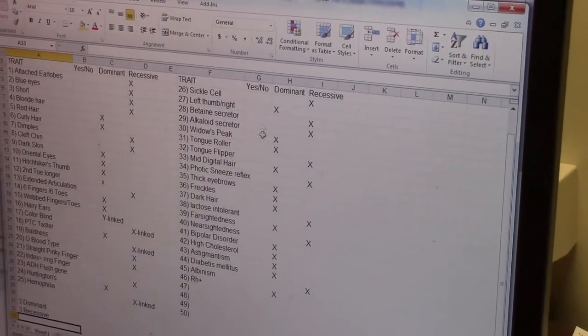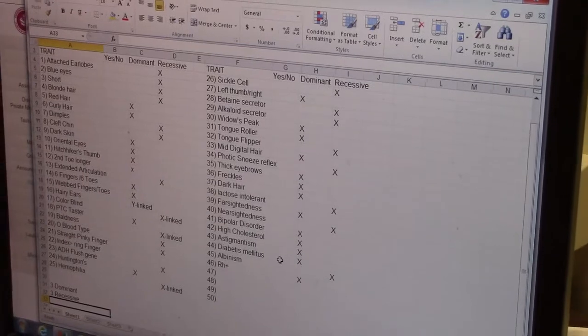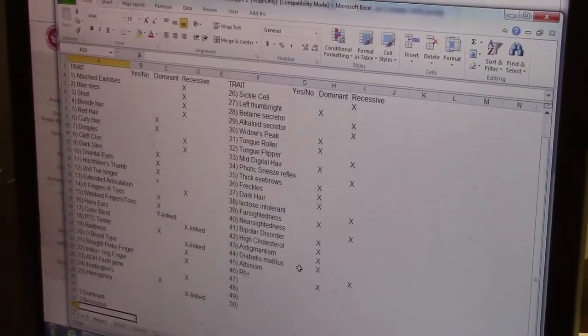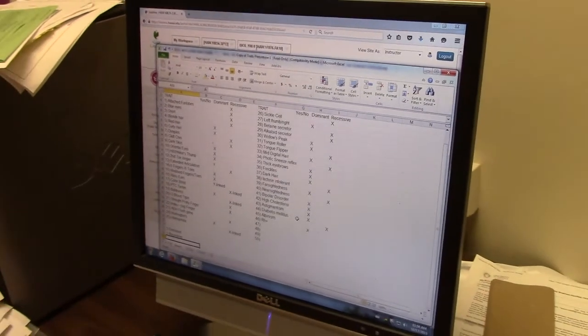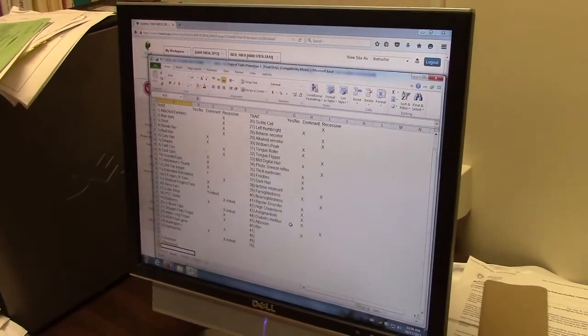Once you fill in your yes and no columns, then you can figure out what you have on the bottom. If you have any questions with this, shoot me an email, and when I look at your worksheet, I'll be able to help you out.